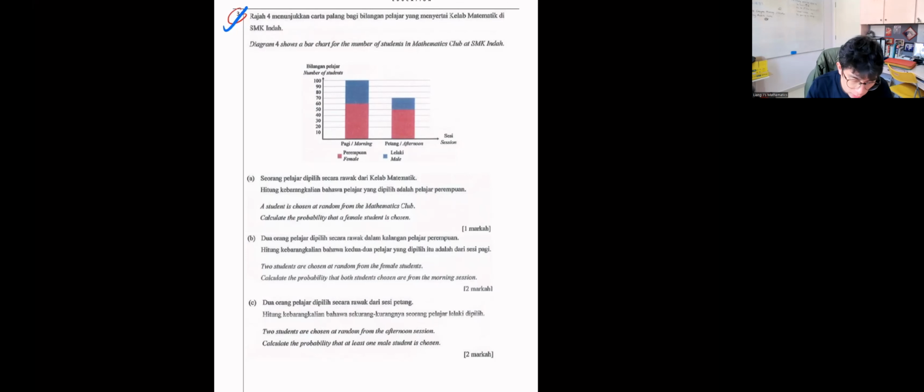Now everyone, can you tell me how many students the mathematics club has? Because the bar chart is showing mathematics students, right? So I'm going to put there 170, of course. The female will be 100. So the answer will be 100/170.